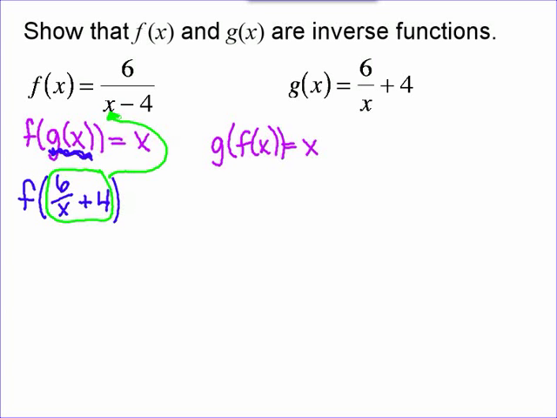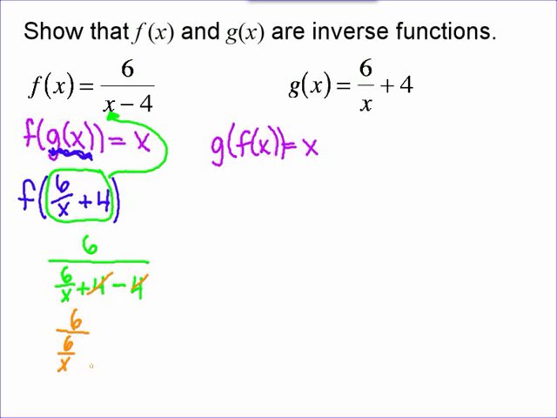Okay? So now before you panic and think, oh my gosh, I can't do this. First of all, in place of x, I'm going to put 6 over x plus 4. And then I need to subtract 4. Whoa. So it's just 6 over x, because your 4's cancel. That's the answer? So you get 6 over x.